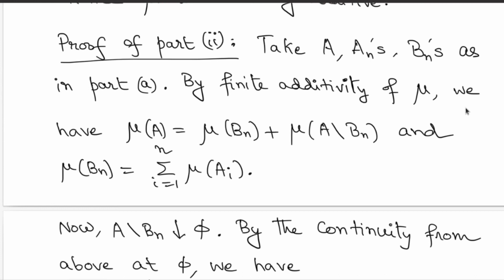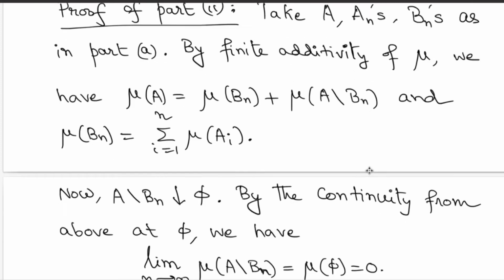But now first apply the finite additivity of the set function for the set capital A. Since the Bn's are subsets of A, you get the remainder part as A minus Bn, so this is A intersected with Bn complement. This is simply using the finite additivity. But then look at the mu of Bn term. Since Bn's are finite disjoint unions of Ai's, i from 1 to n, this will split by finite additivity. So you have applied finite additivity twice.